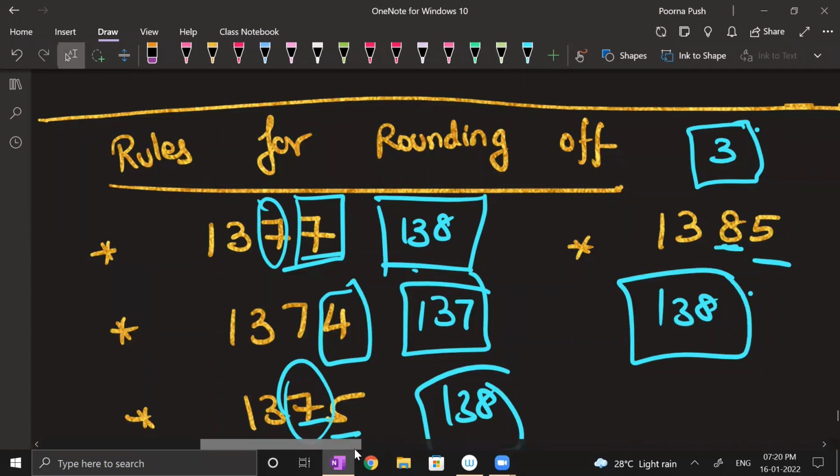Once again, repeat. Whichever the number of significant figures you have to round off to, look at the next number and see whether it is greater than 5 or less than 5. If it is greater than 5, add 1 to the previous number. If it is lesser than 5, don't do anything. If it is 5, take the previous number and see whether it is even or odd. Okay? Understood? Yes, ma'am. Please note it down.